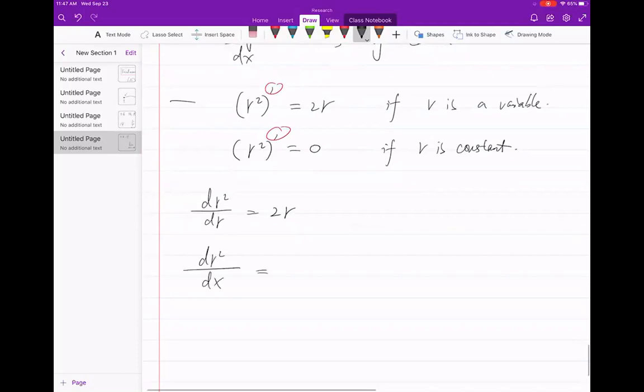But if I use d r squared over dx, I'm thinking about the changing rate of this one with respect to x. x should be the variable. Therefore, r is a constant. That is going to be 0. So taking a letter here, we can differentiate these two cases, which could not be differentiated before. That's another advantage of this notation. Sounds good?